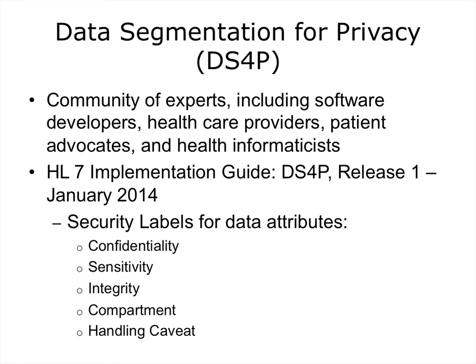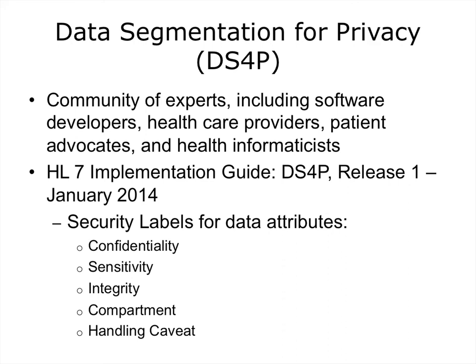Data segmentation for privacy, or DS4P, is a community of experts including software developers, healthcare providers, patient advocates, and health informaticists working on an implementation guide for HL7 around data segmentation. They are specifically looking at security labels for data attributes. So the first 4 security label fields are assessments based only upon the content of the resource, such as the clinical facts to which the security label is assigned.